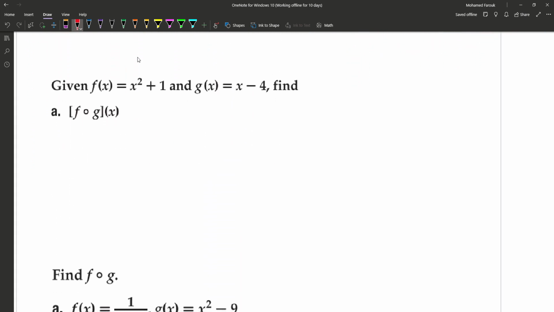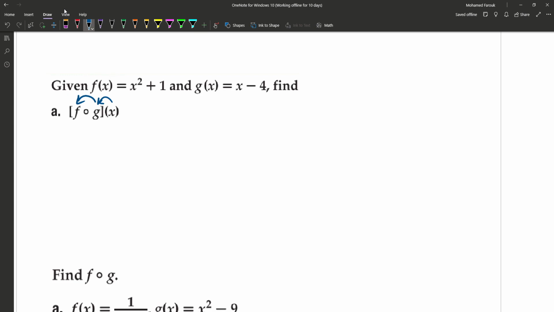We need to get the composition of two functions. We have f of x equals x squared plus 1 and g of x equals x minus 4. We need to find f circle g of x. Okay, how will you do it? At first, if I told you to get f circle g of 2, for example, you would just plug in 2 into the nearest function, which is g, and then plug the result into the other one, which is f. But right now, we need to write an expression to substitute directly, and you will get your answer.